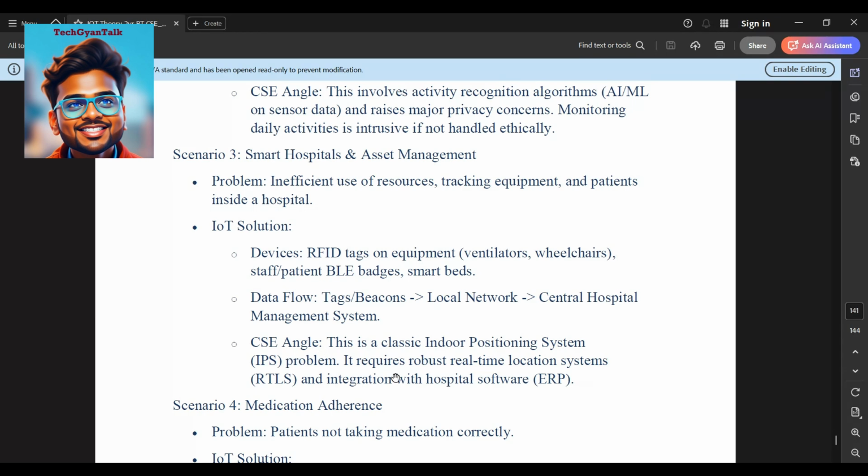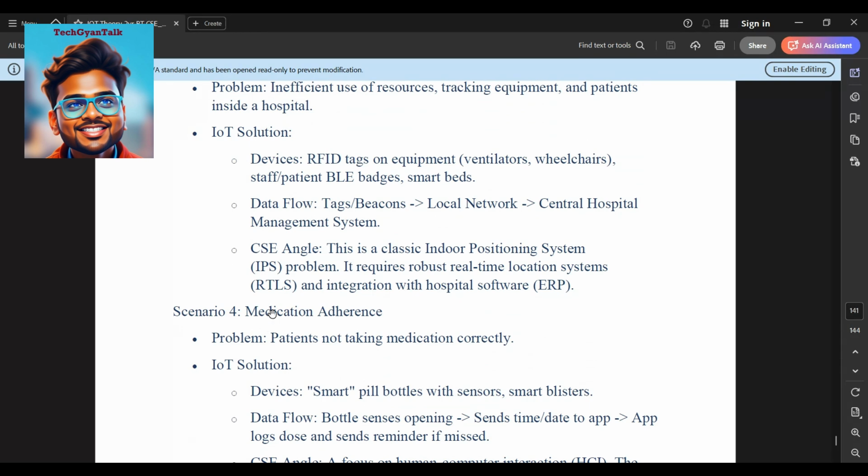And from the computer science angle, this is a classic systems problem. It requires robust real-time location systems, or RTLS, and integration with hospital software like ERP.